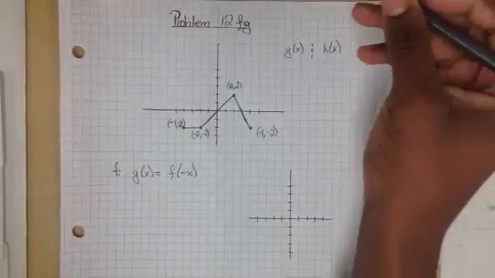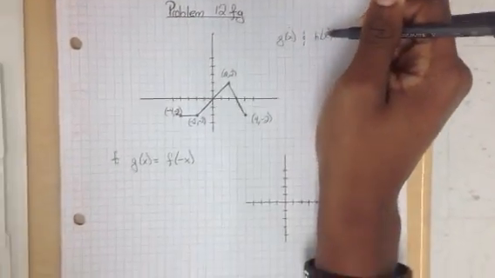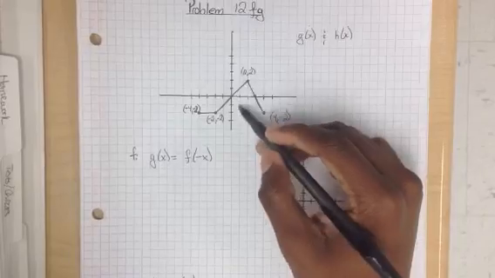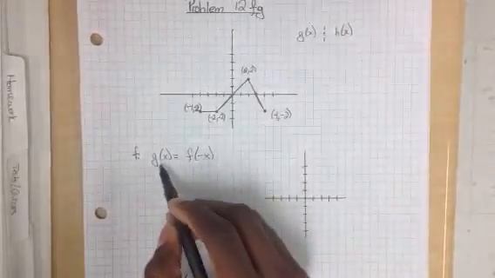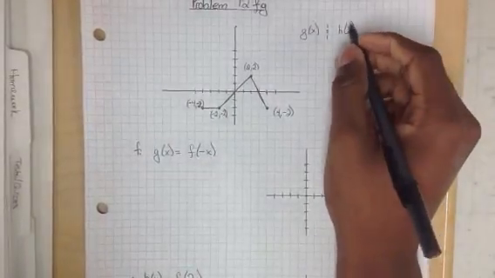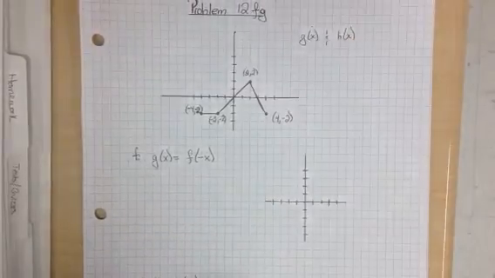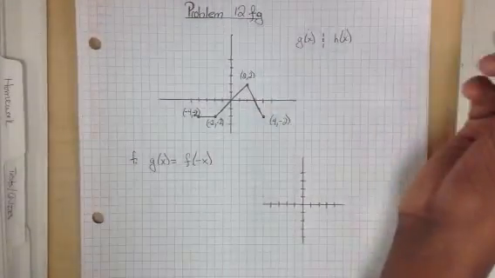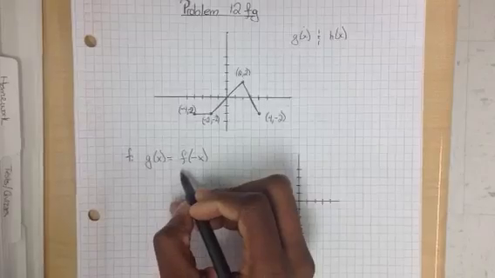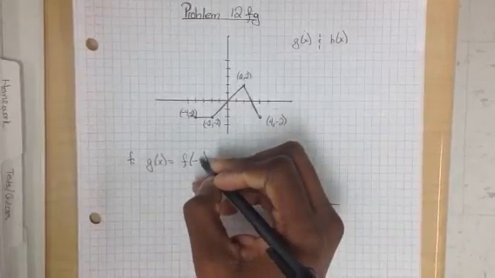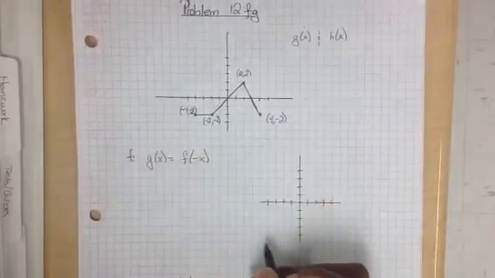Alright, so today's problems are number 12, F and G. Here's the graph of the G of X, which is here, and also the H of X, which is for problem G, which is here. But we're going to start with G of X. So we have to find F of negative X.